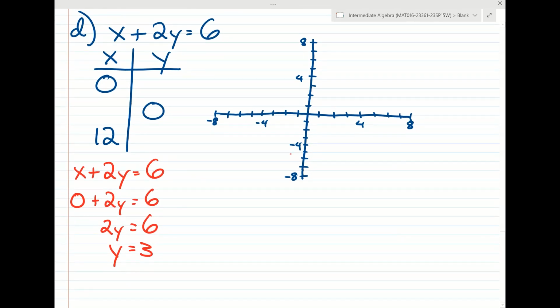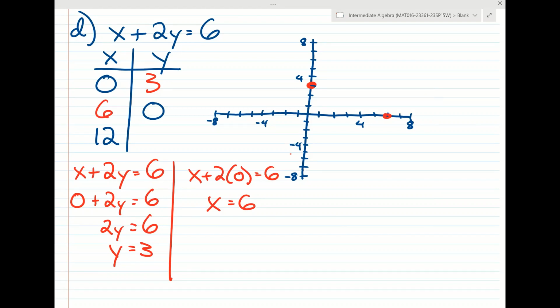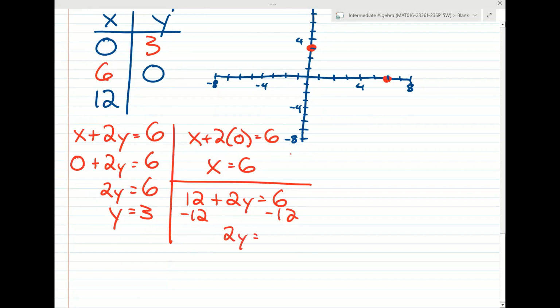All right, so I got y is 3 when x is 0. We'll put a point right there. And then if y is 0, I got x is 6. So when y is 0, x is 6. We'll put a point at 6, 0. And then the last one, if x is 12, we'll get 12 plus 2y is 6. Subtracting the 12, getting y is -3.